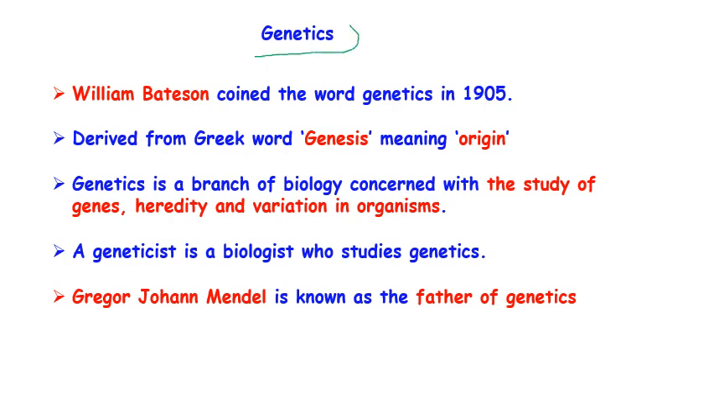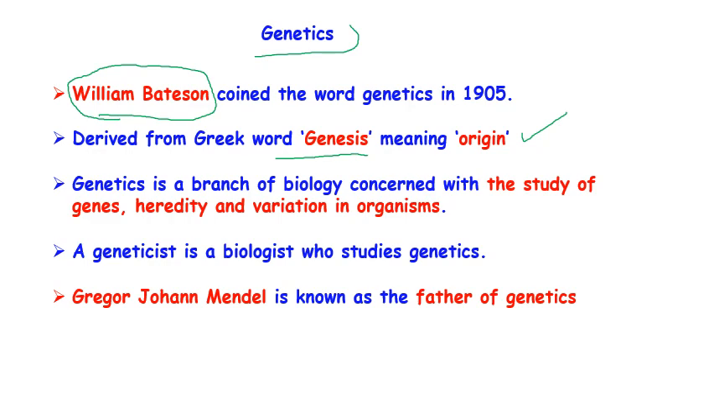Next is genetics. This word genetics was for the first time coined by William Bateson. William Bateson is one of the renowned geneticists, and he has made a lot of contribution in the field of genetics. And the word genetics is basically derived from the Greek word genesis, meaning origin.